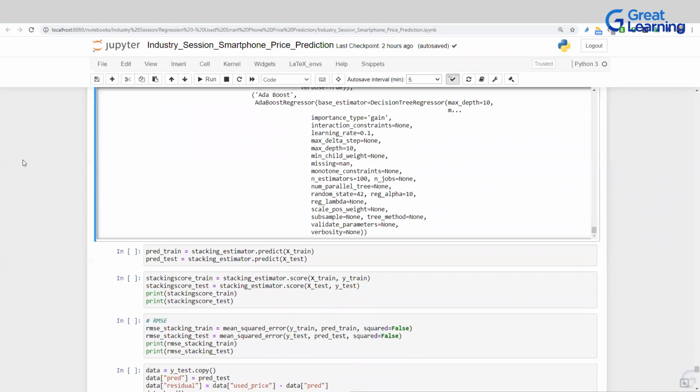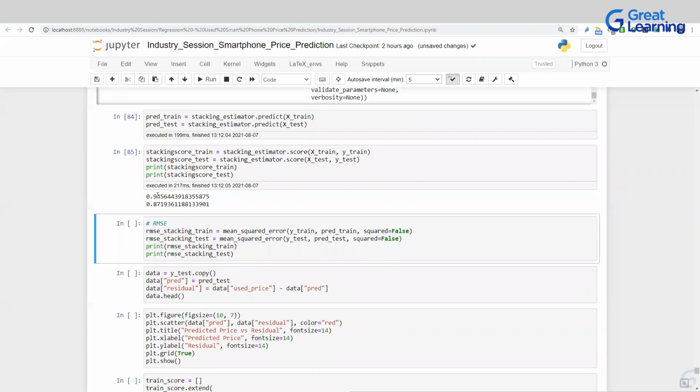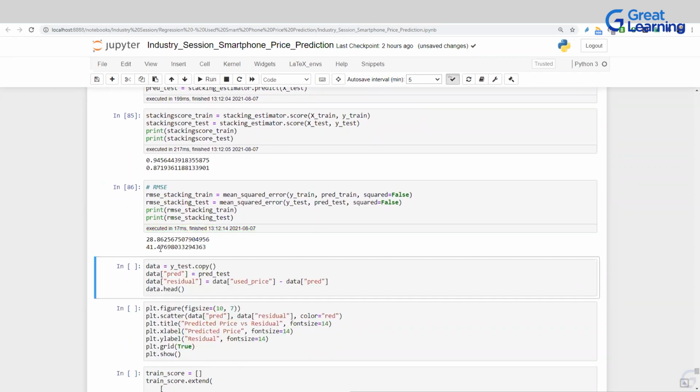Okay, so the model has converged here. Let's go and look at the performance of the stacking regressor. The RMSE is pretty good. The R-square value is pretty good. 94% train, 87% test. Within 10%, we can say the model is valid. If you look at RMSE, it's 41, which is again similar to what we got with random forest, but not as good as AdaBoost, where the RMSE was 38.